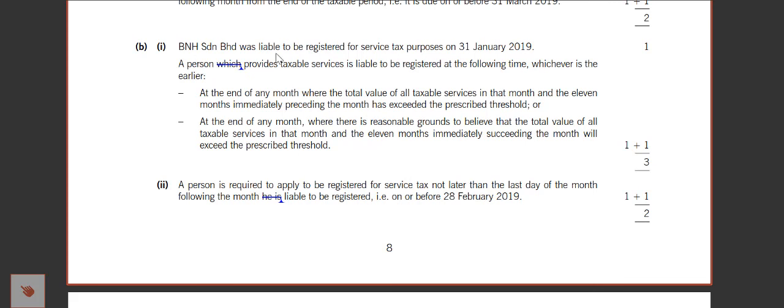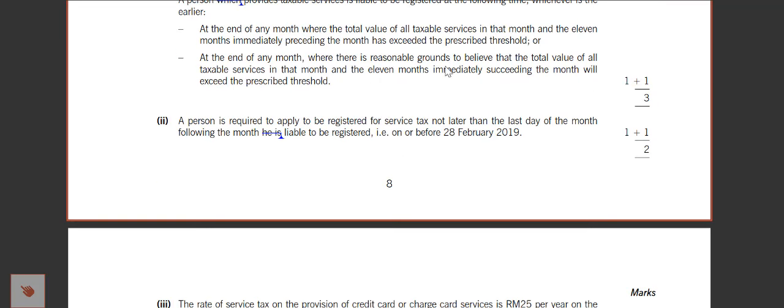Okay, now B&H is liable to be registered for 31st January 2019, and a person that provides taxable service is liable to be registered. Now you see, examiner just copy the rule. This is the historical sales and this is the prospective sales. Okay, now because of the future 11 months plus January, that's why January itself you have to register. Okay, so if you just quote the law, you get the marks.